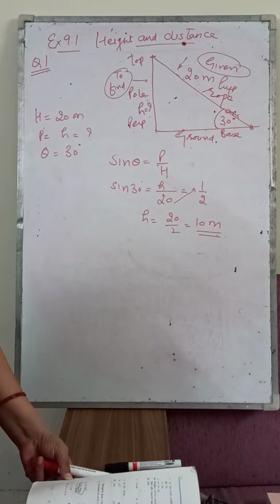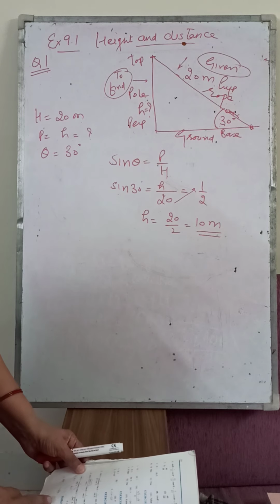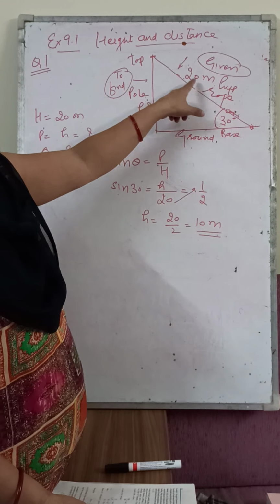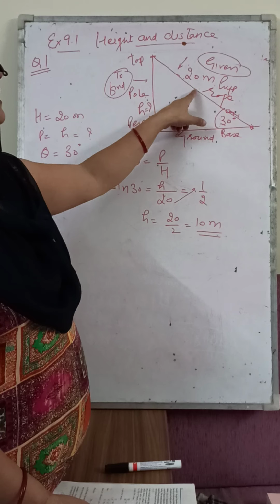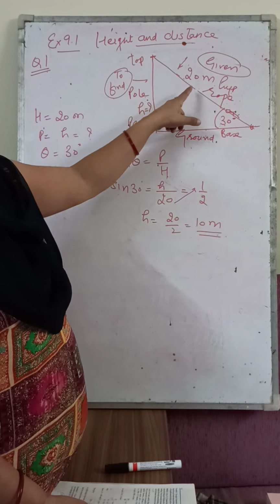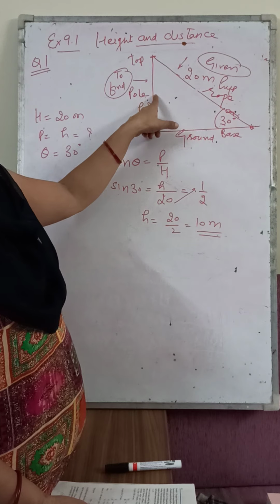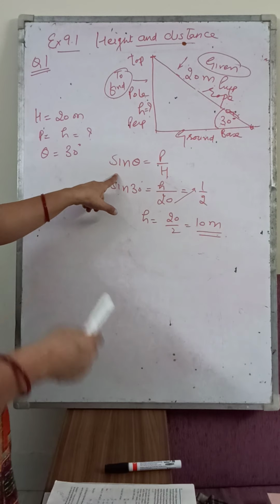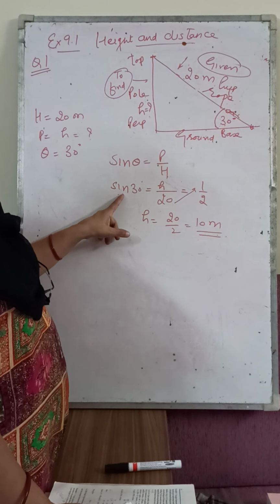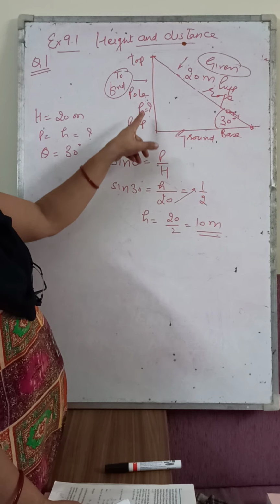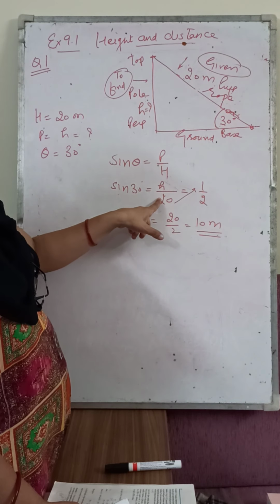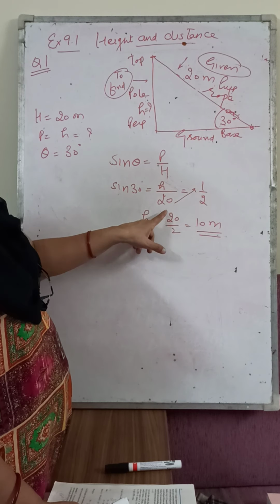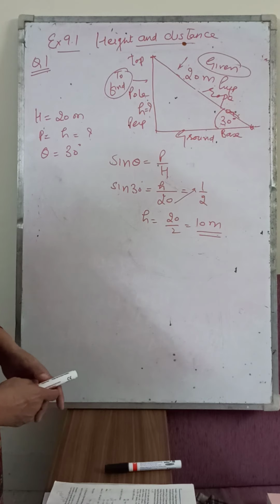Tell me, is it clear to all of you? Any doubt? Very simple. This we are given, and this we have to find. We take those two. Here hypotenuse, this is perpendicular. Perpendicular and hypotenuse are taken as sin theta. Sin theta is equal to p upon h. Sin 30 is equal to h upon 20. Sin theta value is 1 by 2. H is equal to 20 upon 2, that is 10 meter. Is it clear?